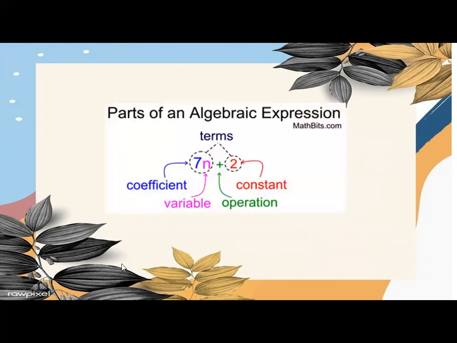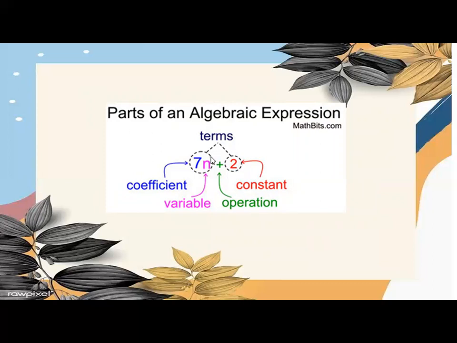Next, now we are going to discuss what the parts of an algebraic expression are. The parts of an algebraic expression are terms, coefficient, variable, operation, and constant. So there are 5 parts of an algebraic expression.